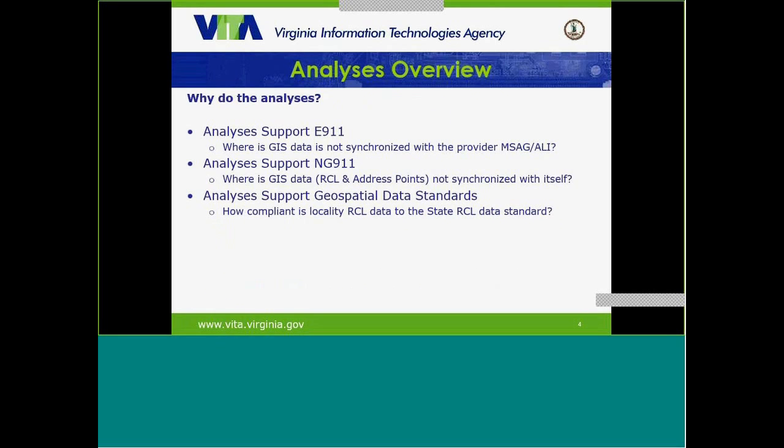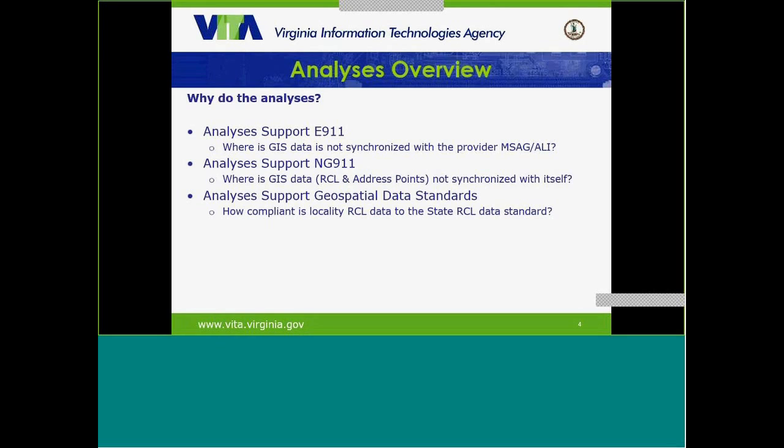So why are we doing these analyses? Really looking at it from a current, future, and geospatial standard perspective. We're performing these analyses on your data to support where 911 is in its current state, so where GIS data is not synchronized with the MSAG and the alley. That is, where your road center lines are not synchronized with the Verizon, Comcast, CenturyLink MSAG, and also where your alley records are not matching up to the Verizon, Comcast, CenturyLink records as well. So we're able to check and see in its current status how synchronized System A is, System B is, and System A, B, and C are together.